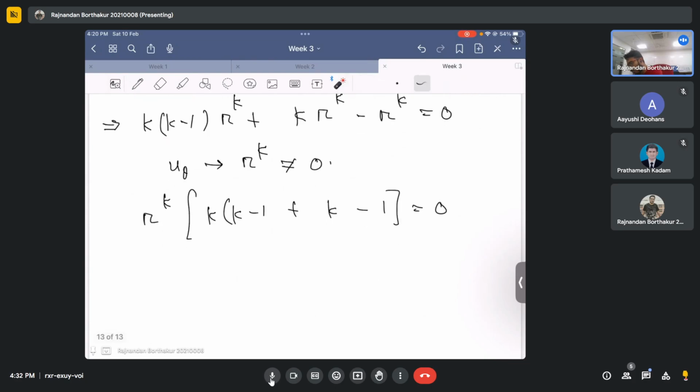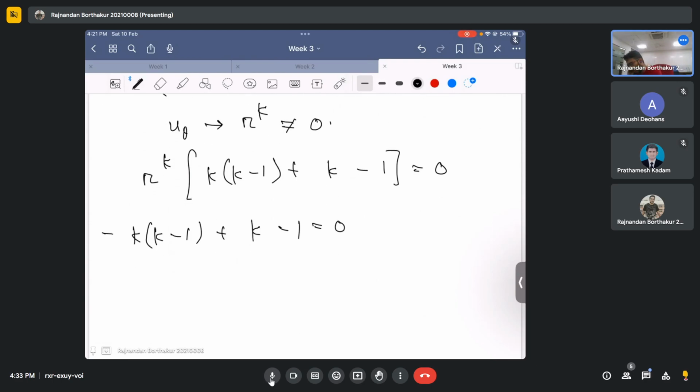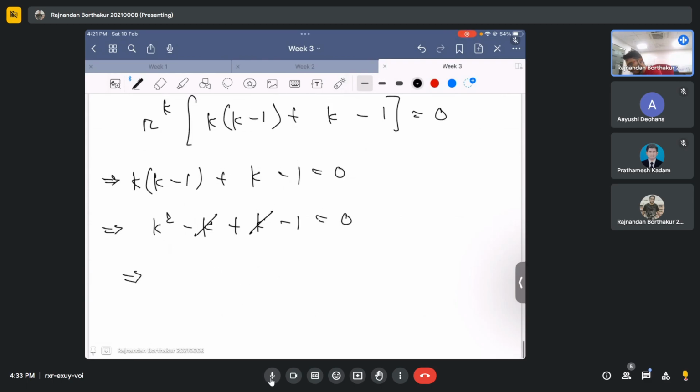And since this term cannot be equal to 0, we just end up getting k into k minus 1 plus k minus 1 equals to 0. And if I now solve for this, what do we get? k squared minus k plus k minus 1 equals to 0. This cancels and we just end up getting k squared equals to 1, which gives us k to be equal to plus and minus 1, right? So we have eventually solved what the value of k is.